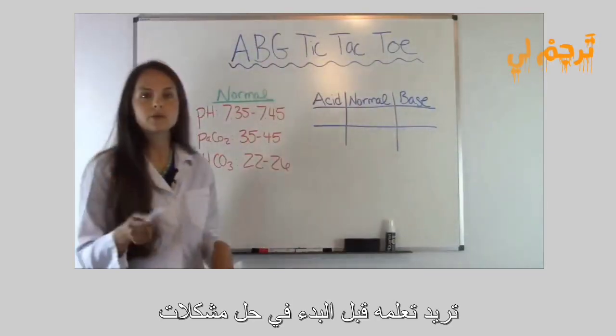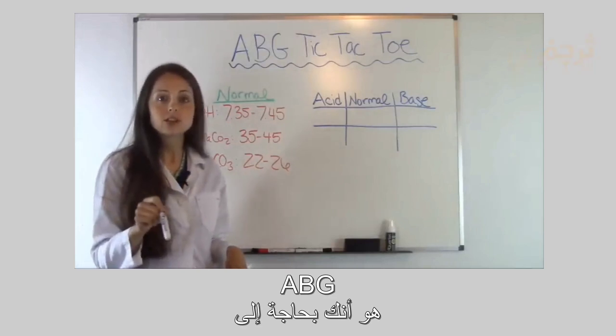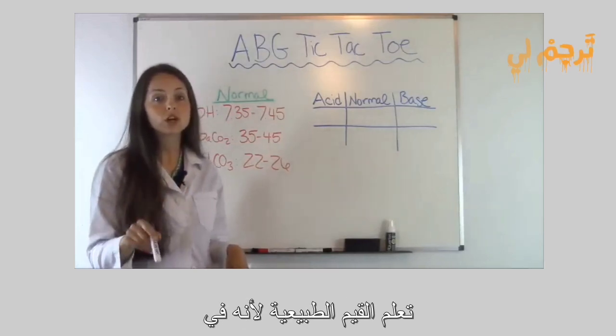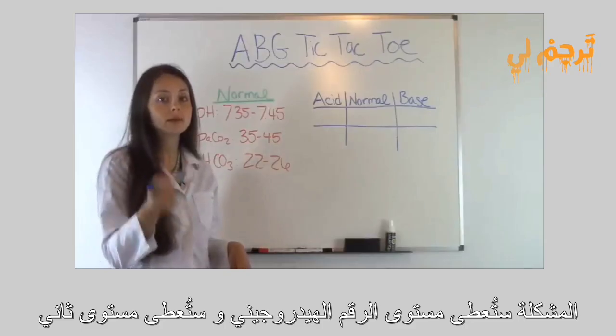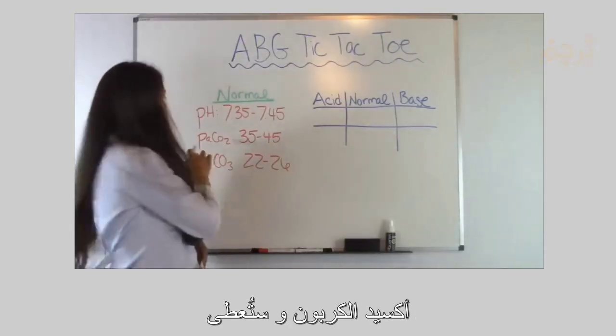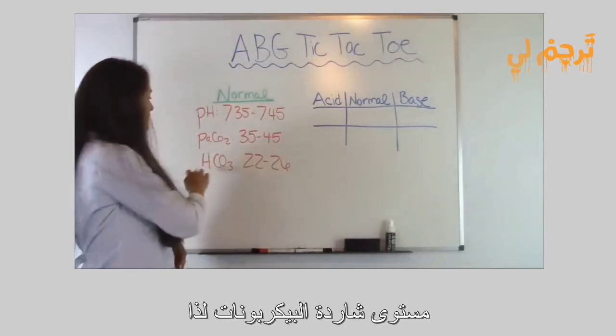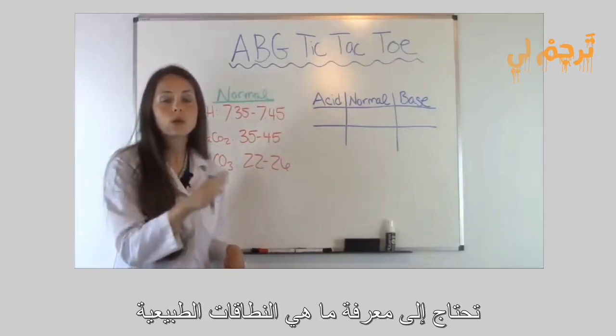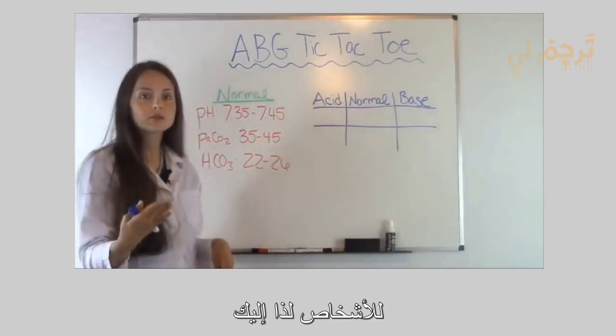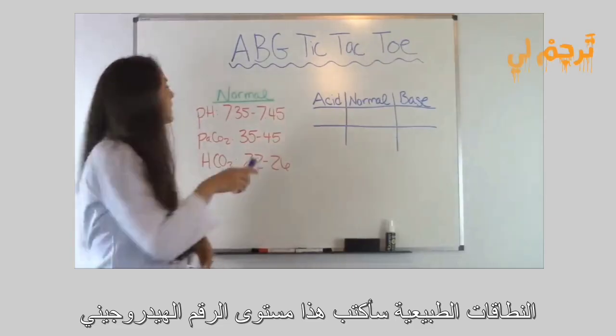The very first thing you want to learn before you start solving ABG problems is the normal values, because in a problem, you'll be given the pH level, the PCO2 level, and the HCO3 level. So you need to know what the normal ranges are for people. So here are the normal ranges. I would write this down.